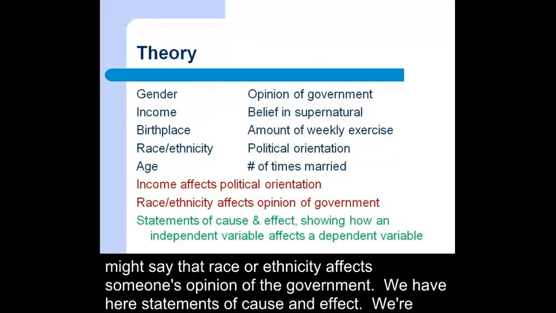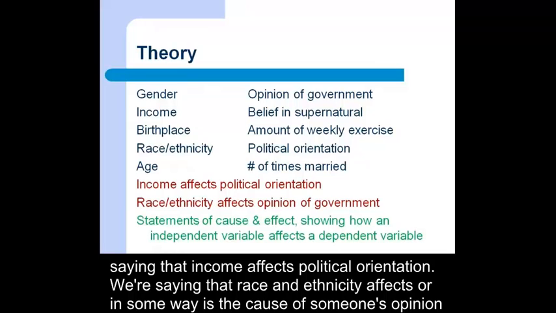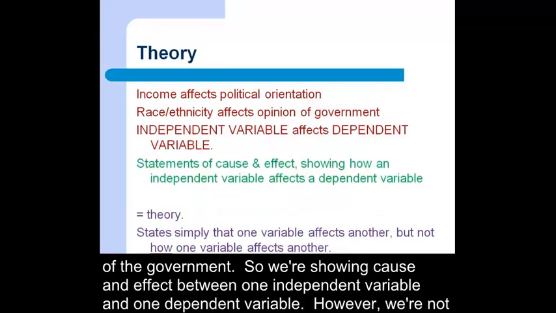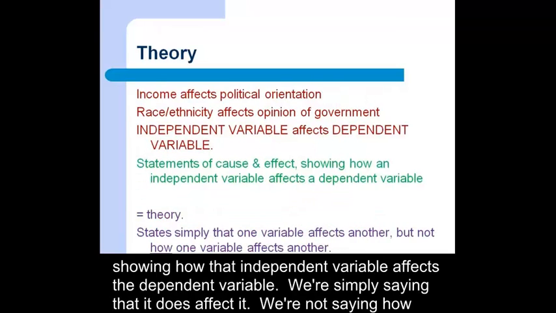We have here statements of cause and effect. We're saying that income affects political orientation. We're saying that race and ethnicity affects, or in some way is the cause of, someone's opinion of the government. So we're showing cause and effect between one independent variable and one dependent variable. However, we're not showing how that independent variable affects the dependent variable. We're simply saying that it does affect it.